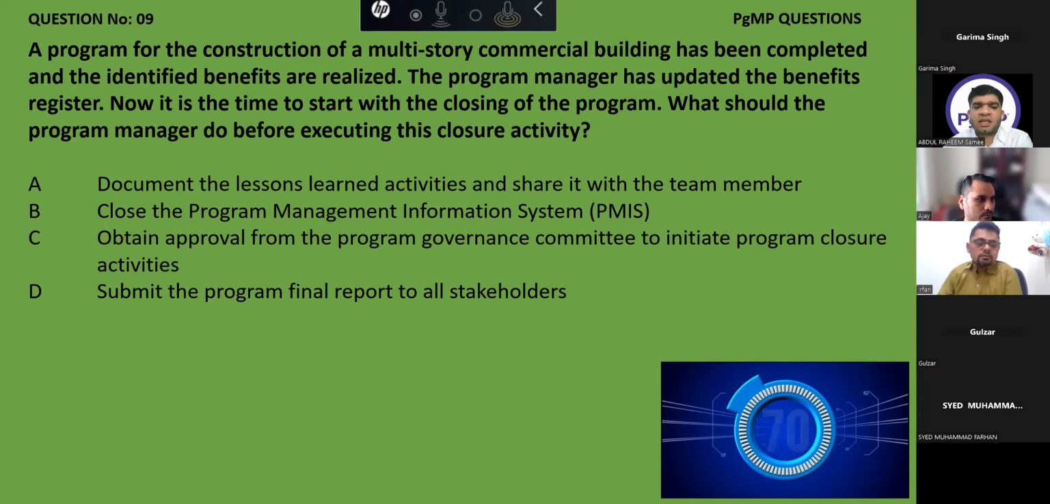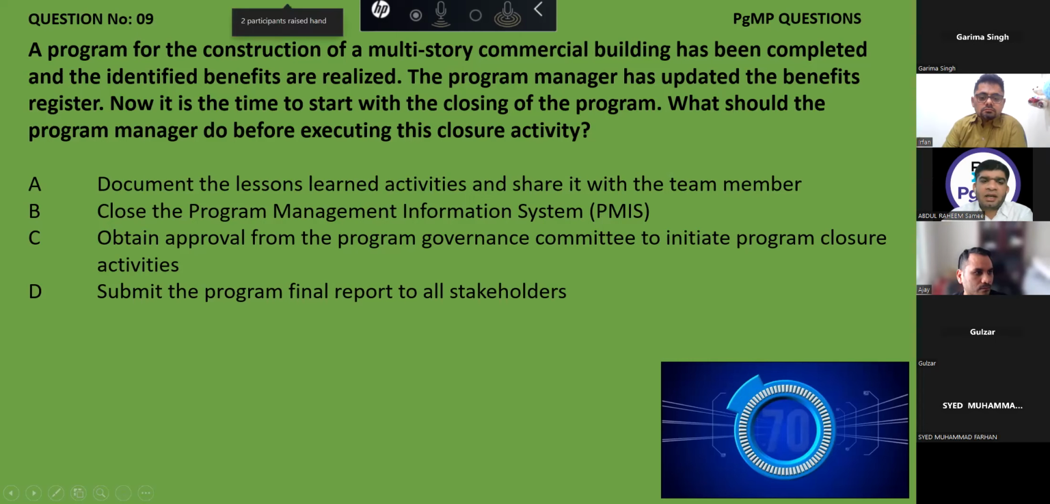I was just saying that if he asks you a question saying that you are in the closure phase, and now it is time to submit the final report to the stakeholders, and you have already done close the PMIS, what step is remaining, or what has to be done? In that case, as I told you, we will have to do the lesson learned activities to incorporate in the final report. That is the only scenario that could be asked in the exam.